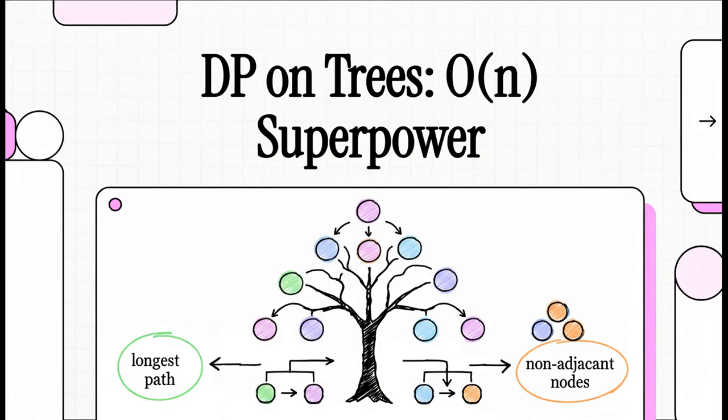There's this incredible technique that can solve a whole class of really tricky tree problems. I'm talking everything from finding the longest path to picking the best set of nodes, all in linear time. It's elegant, it's powerful, and today, we're going to unlock the superpower: dynamic programming on trees.